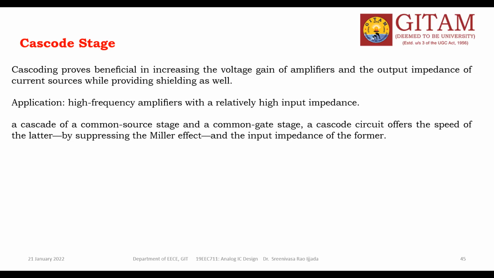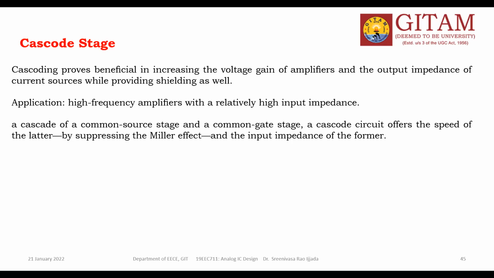Cascode stages have two benefits. One is the voltage gain enhancement, the other is the output impedance enhancement of the current source. The application is high frequency amplifiers. To provide the higher frequency amplification, we can use these cascode stages, and moreover to provide the higher input impedance. In the cascode stage, common source and common gate both will participate. The first one is common source, and the next one is common gate. Common source is for the higher input impedance, and common gate is responsible for the high speed. That is the cascode stage characteristics and benefits.